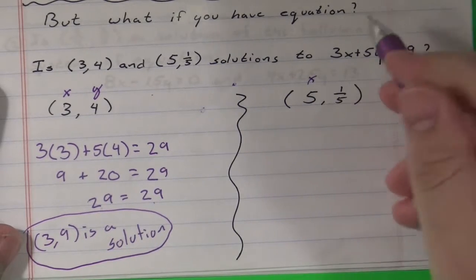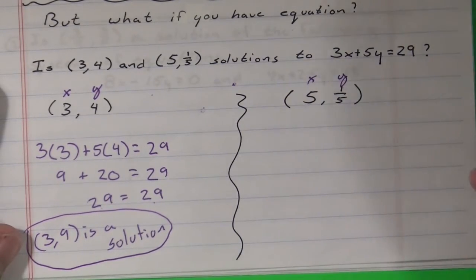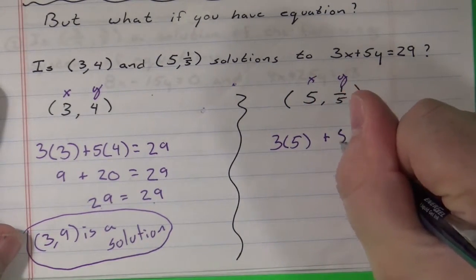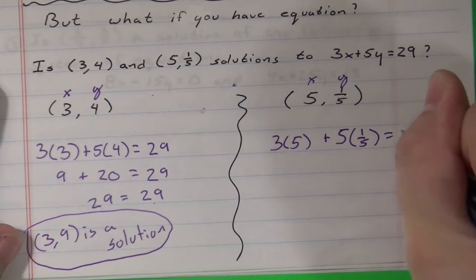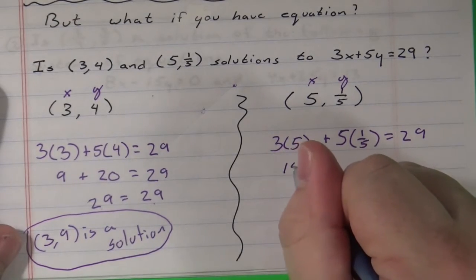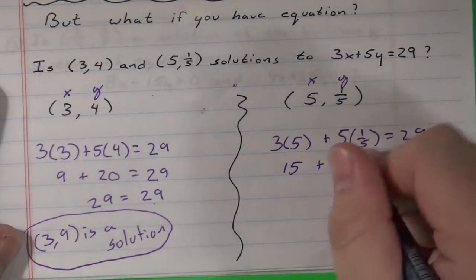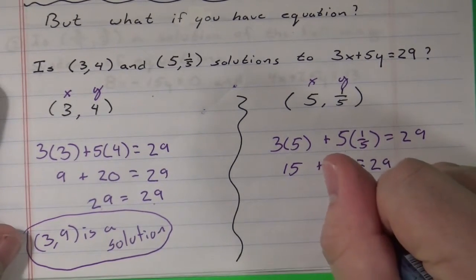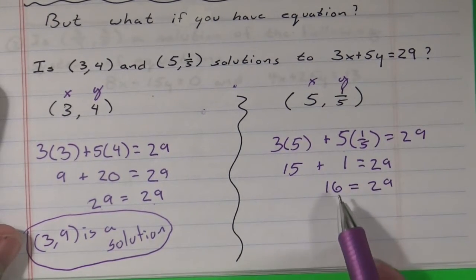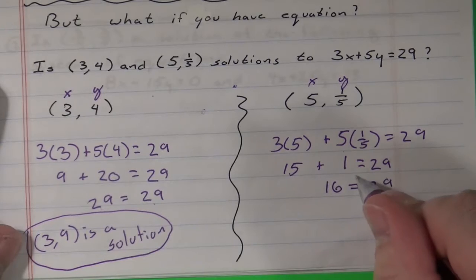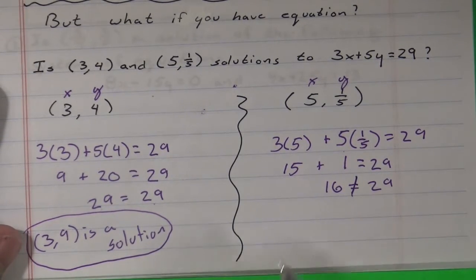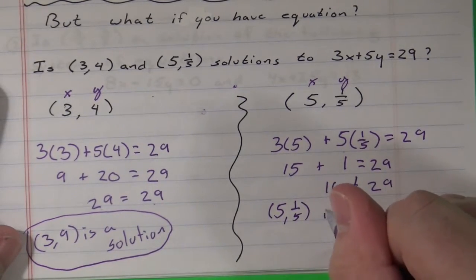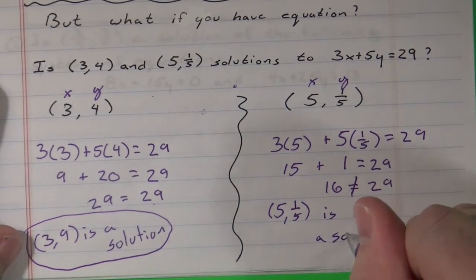We know our 5 is x. We know the 1/5 is y because this is an ordered pair, so we're going to plug it in. 3 times 5 plus 5 times 1/5 equals 29. Well, 3 times 5 is 15, plus 5 times 1/5 we know to be 1, equals 29. 15 plus 1 is 16, equals 29. Now look, does 16 equal 29? No, it doesn't. 16 does not equal 29. That means that the ordered pair (5, 1/5) is not a solution.